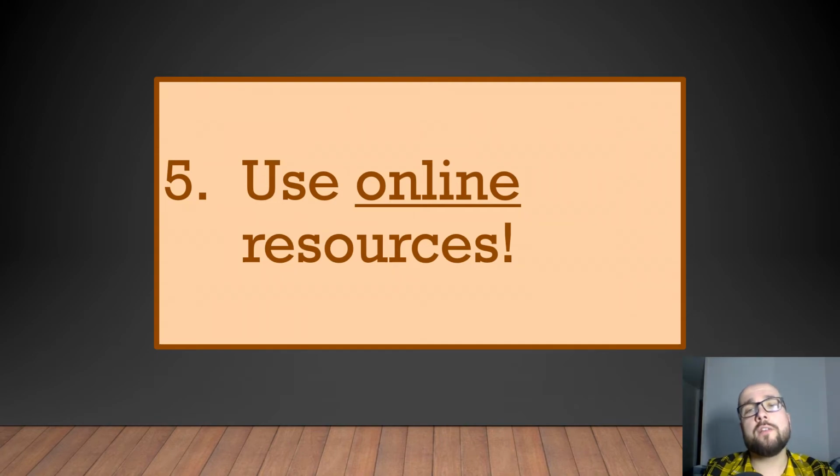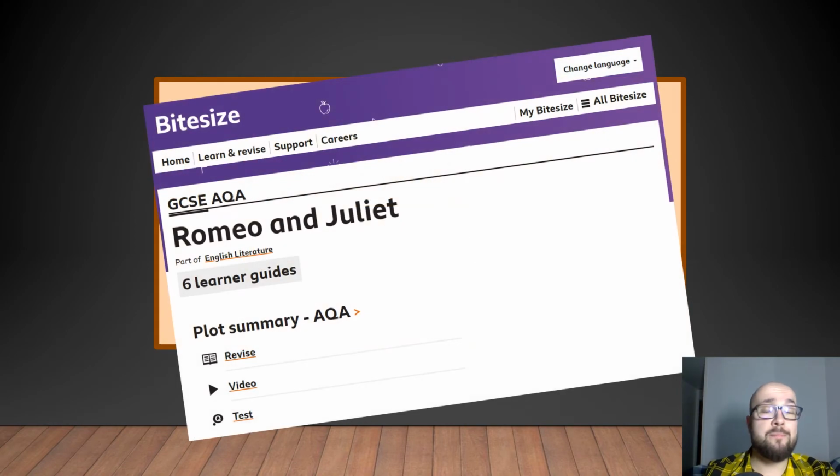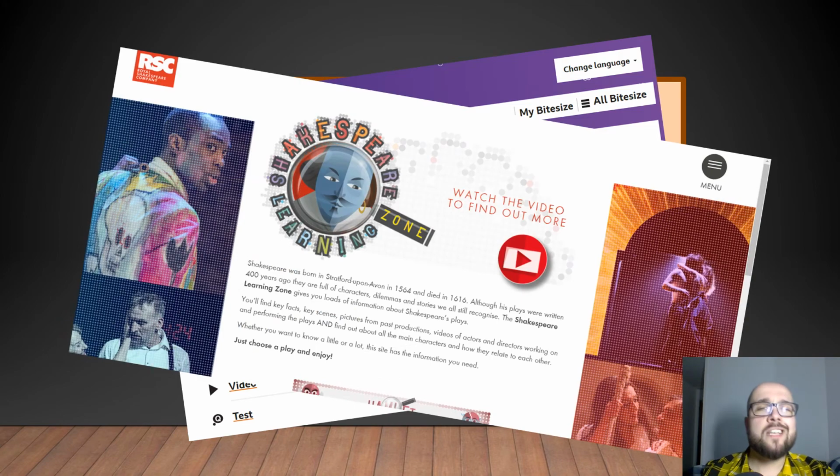But there's loads of other resources that you can use in the 2019-2020 academic year, such as GCSE Bite Size, which I don't think needs much explanation. The RSC's Shakespeare Learning Zone has loads of interesting and useful resources for many of Shakespeare's plays, including videos from actors discussing how they tackle Shakespeare's plays themselves.